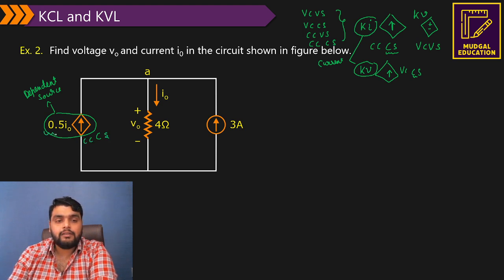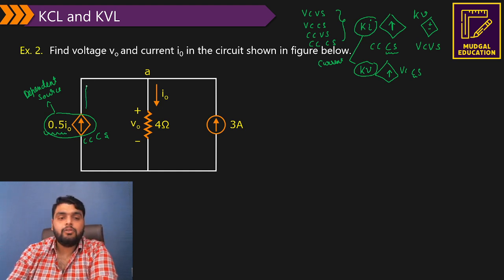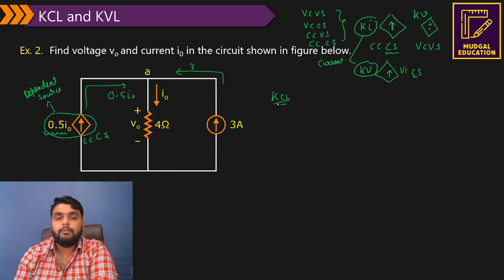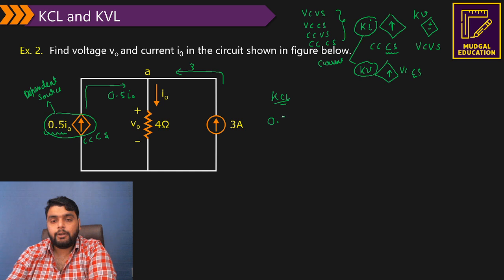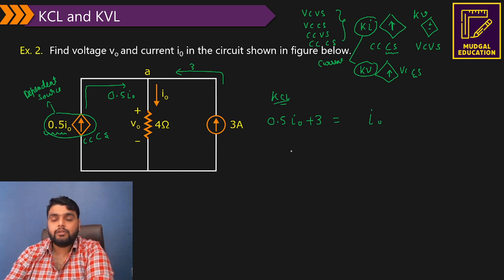The magnitude here is 0.5 I0. It is the current given by this source. So you can see 0.5 I0 is coming to node A, I0 comes from here, and the 3 ampere is entering. So I can apply KCL. What is KCL? Sum of currents entering equals sum of currents leaving. So 0.5 I0 and the 3 ampere are entering, equal to the sum of currents leaving. Only one current is leaving, and that is I0. So I can solve this equation to find I0, and I0 comes out to be 6 ampere.